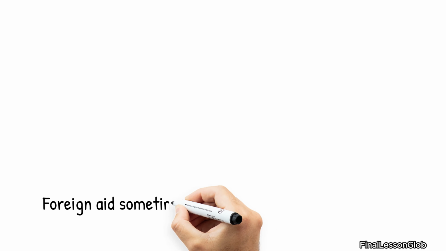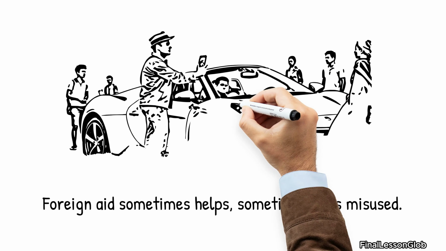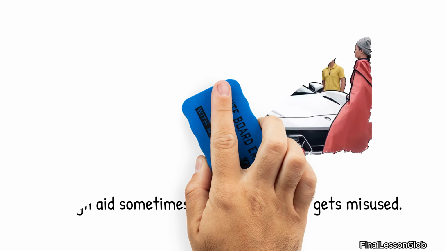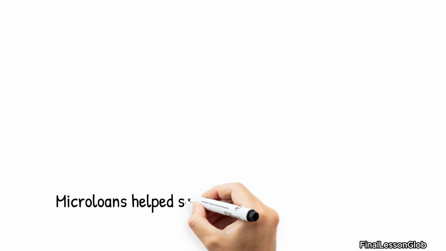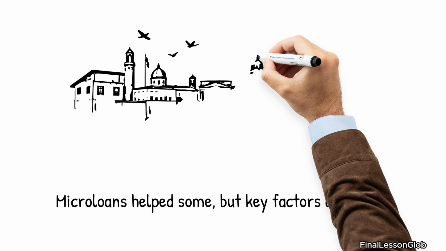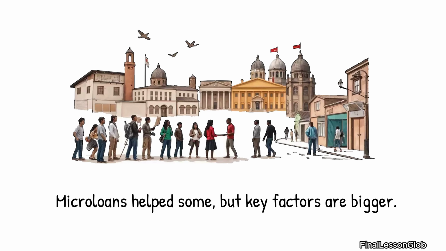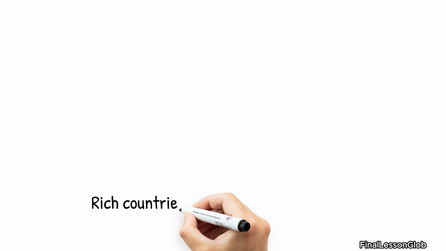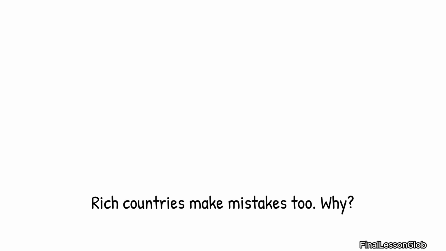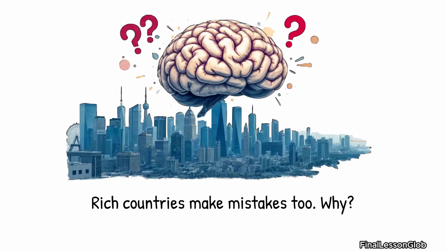So why not just give them money? Foreign aid sometimes works, sometimes disappears into government Lamborghini fund. Microloans helped a few, didn't fix everything. The real cheat code seemed to be education, property rights, infrastructure, political stability, and not starting a civil war every 6 months. Okay, but even rich countries act dumb. How? Why? To answer it, let's zoom into the average human brain. Enter behavioral economics.